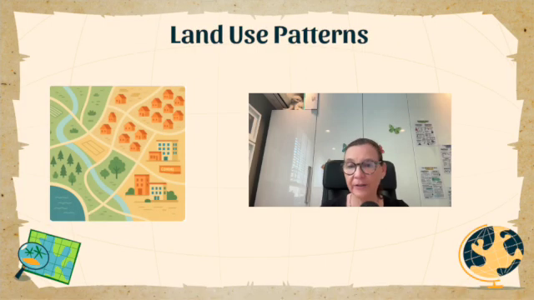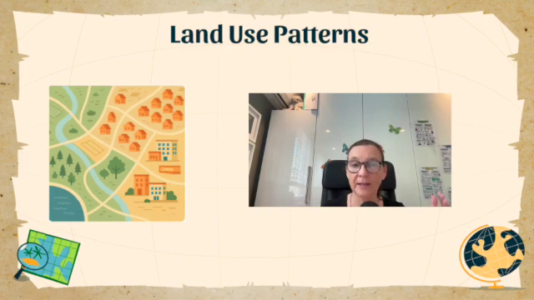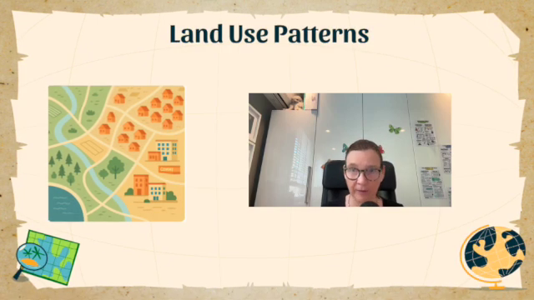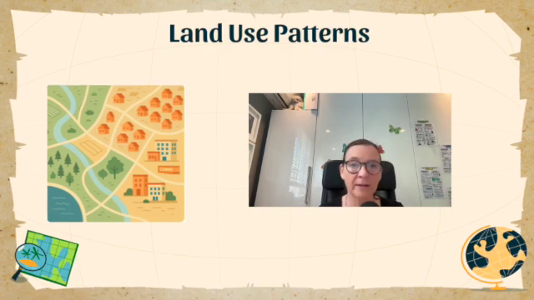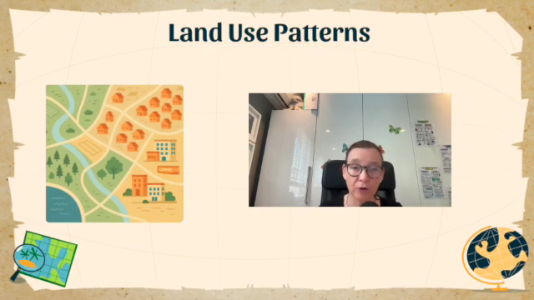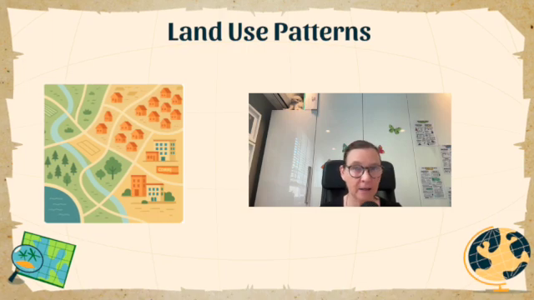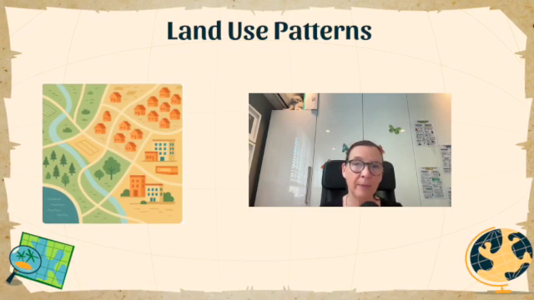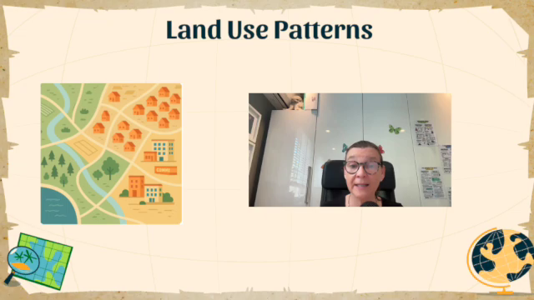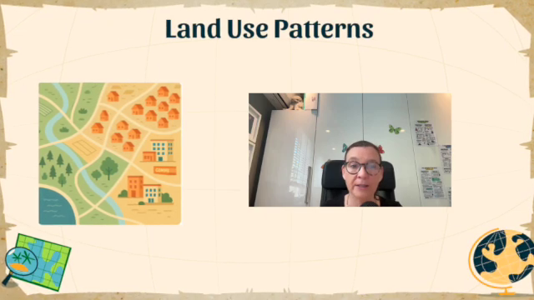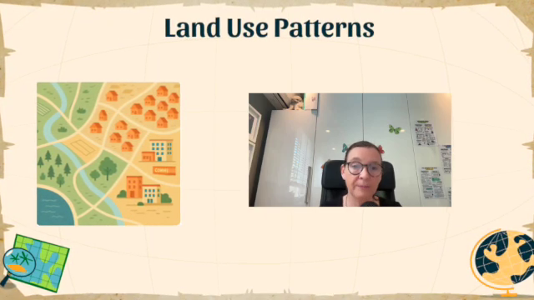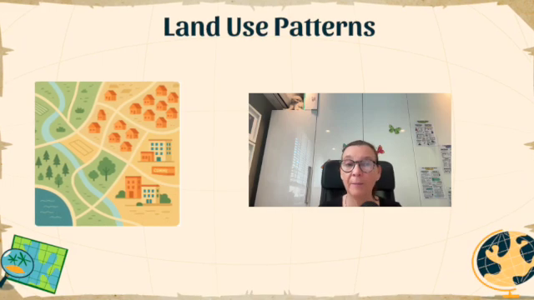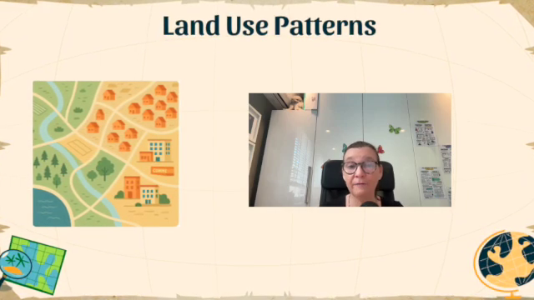So now we're going to look at land use patterns. Land use patterns describe the way humans use land for things like farming, housing, industry, and recreation. These patterns aren't random. They reflect a mixture of cultural values, economic needs, and environmental limits. So for example, think about urban sprawl, where farmland is converted into residential neighborhoods. This shows how people reshape the land to meet housing demands, but it also impacts the environment and food production.